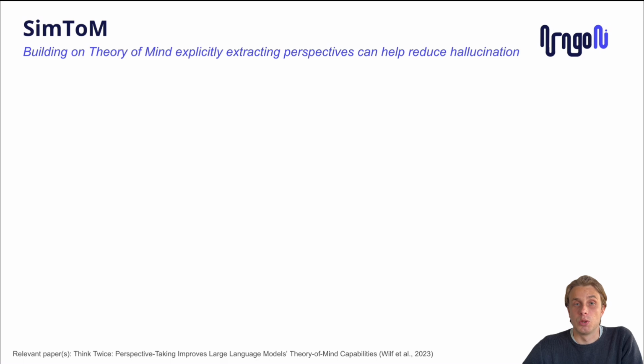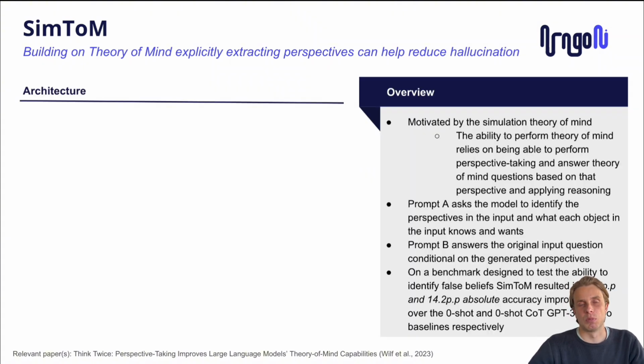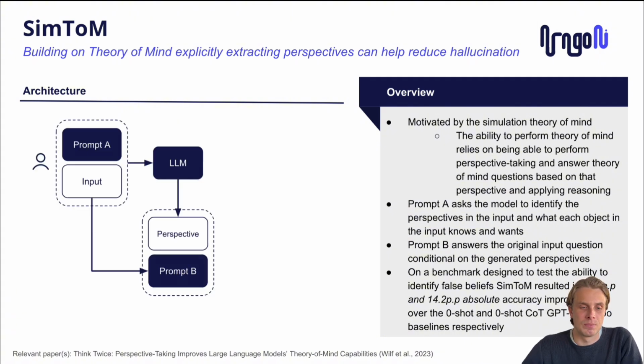A similar two-stage approach, but still zero shot because we're not providing any examples, is SimToM. This builds on theory of mind, which involves taking perspectives and making decisions, applying reasoning based on the perspectives of different people to determine an outcome, or what people see from their point of view. Again, we leverage this prompt A, prompt B format. The input from the user gets collated with the prompt that you're providing and goes to the large language model.